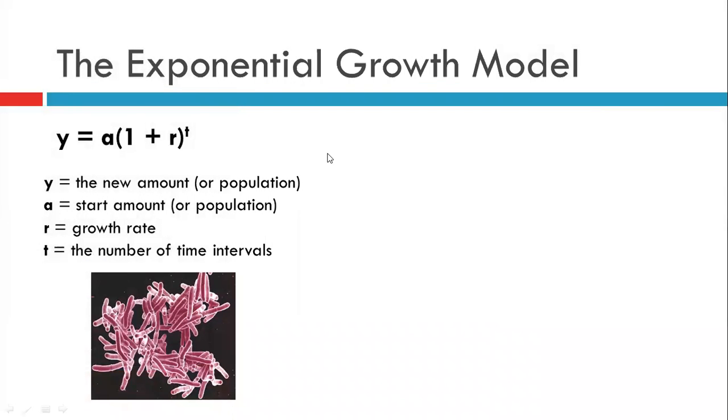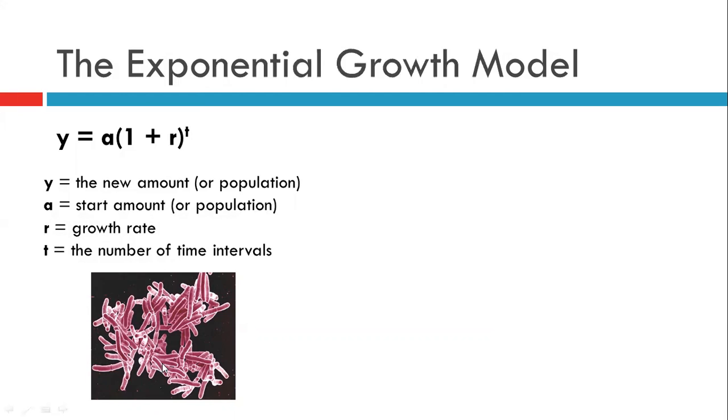Let's take a look first at the exponential growth model. The equation is y equals a times 1 plus r to the t power. In this equation, y represents the new amount or population, a represents the start amount or population, r represents the growth rate, and t represents the number of time intervals.